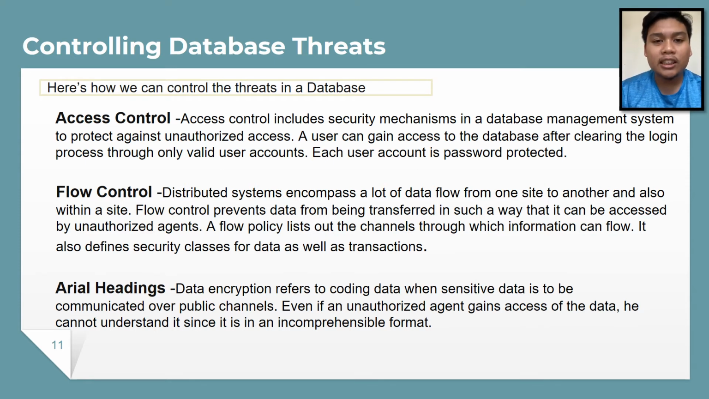It also defines security classes for data as well as transactions. And lastly, data encryption. Encryption refers to coding data when sensitive data is to be communicated over public channels. Even if an unauthorized agent gains access to the data, he cannot understand it since it is in an incomprehensible format. This means that the data is being encrypted into a coded form which cannot be accessed by an unauthorized person or authority out there.